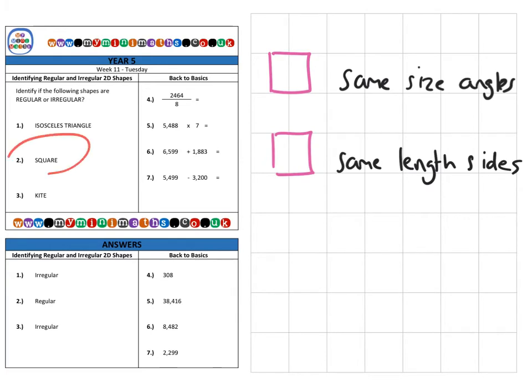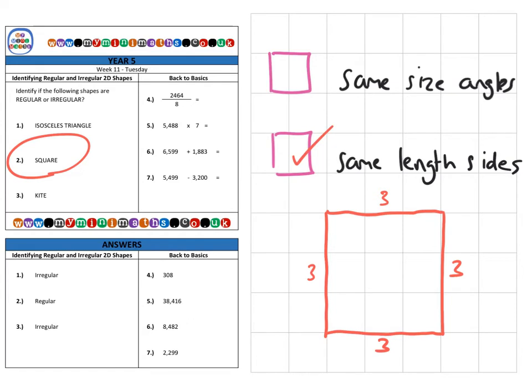And next we're moving on to the second shape, which is a square, which we're all very familiar with. And we know that that's a 3 by 3 square. So we know the length here is 3. The length here is 3. So all of the sides are equal. So we can tick this one. And then if we look at the angles, we know that they are all 90-degree right angles. So they're all the same. So therefore, this shape is regular. And it's allowed into our regular shape party.